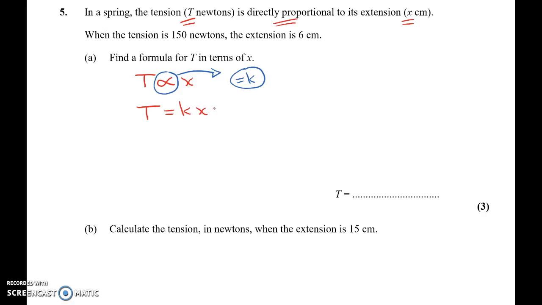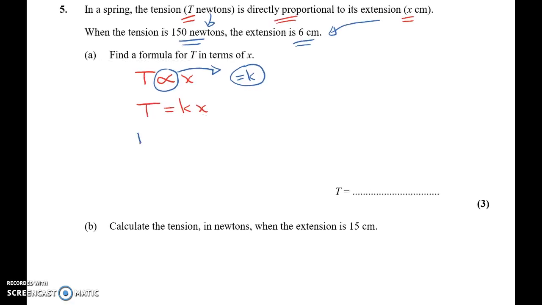So how are we going to work out the value of k? Well, we're going to use this pair of values here, because it's telling us that when the tension is 150 newtons, so when T is 150, the extension is 6 centimetres. So x is 6 centimetres, and we can use that pair of values. So T is going to be 150 when the extension is 6 centimetres. So this is going to enable us to work out k.